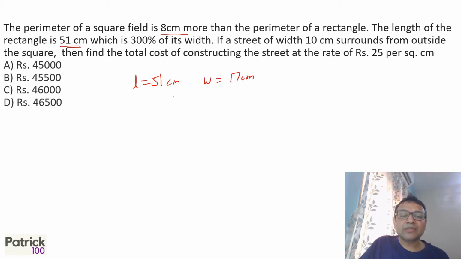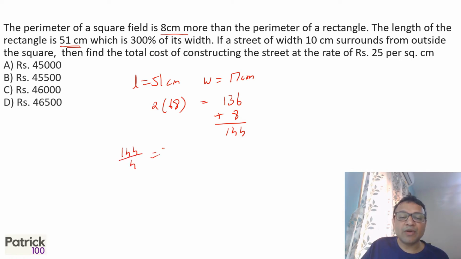If you look at the perimeter, it becomes 2 times 68, twice length plus breadth, right? Which if you solve becomes 136. Now the perimeter of the square field is 8 centimeter more, so you add 8 and get 144. So automatically the side of the square becomes 144 upon 4, which is 36. Perimeter is 144, so the side of the square is 36.